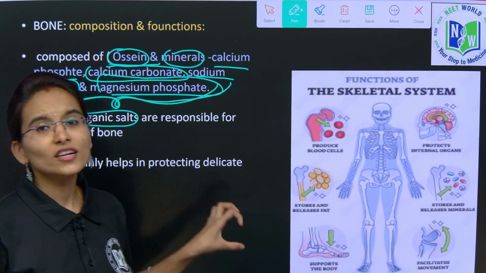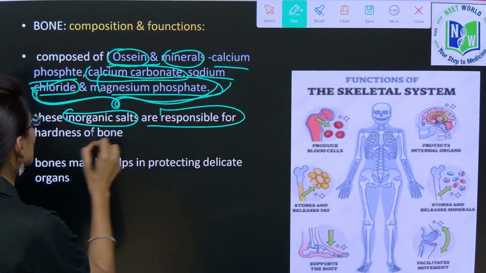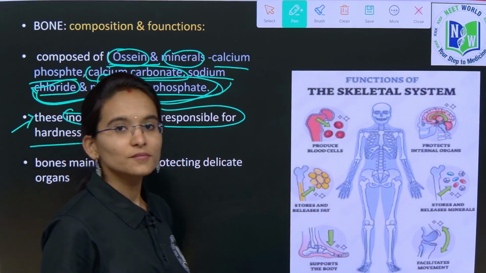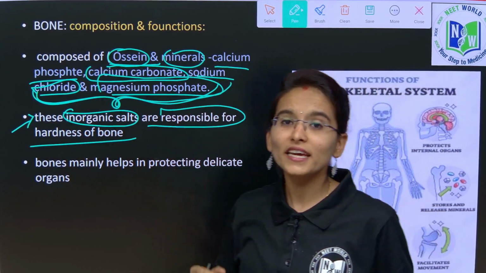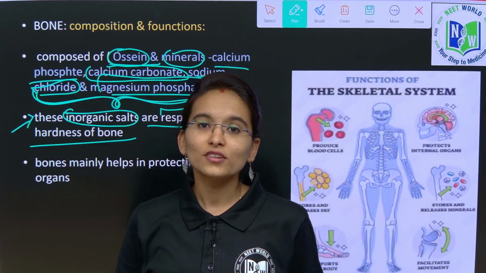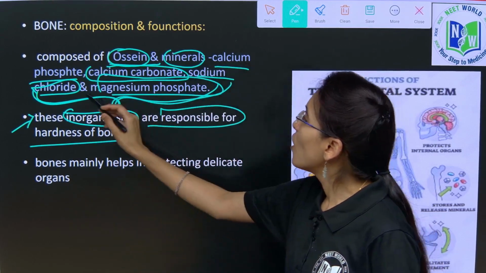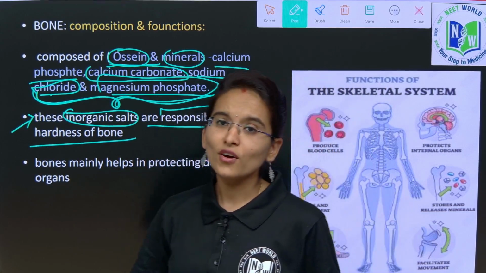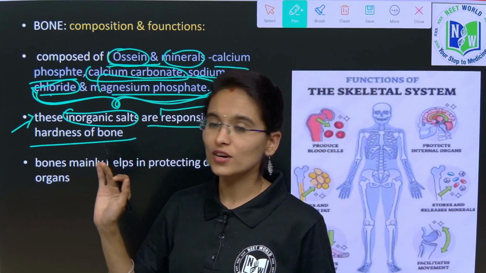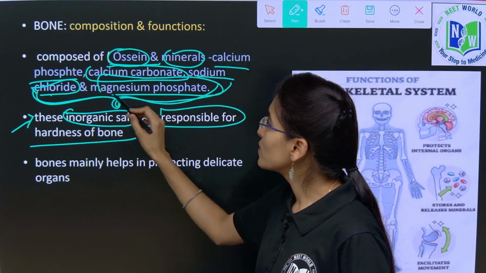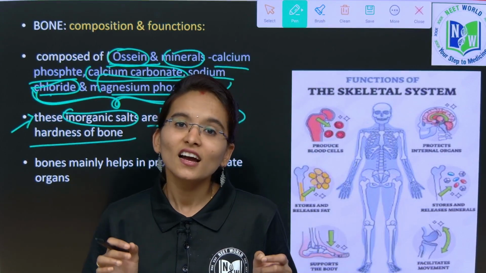These inorganic salts are important for what? They are responsible for the hardness of bone. The presence of all these inorganic salts makes the bone harden. The bone is very hard in nature. Why? Due to the presence of salts like calcium phosphate, calcium carbonate, and magnesium phosphate, which create the hardness structure of the bone.